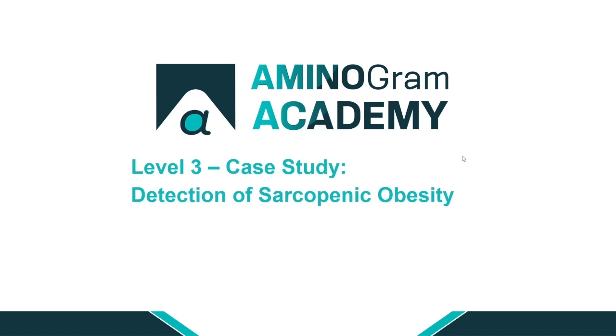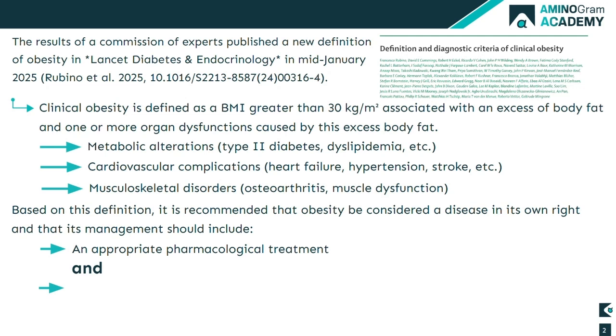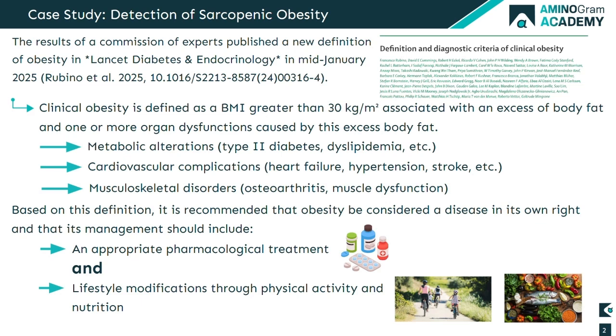Before I start showing you how this type of pathology can be detected using bioimpedance analysis, I would like to remind you what sarcopenic obesity is, and particularly obesity, because recently, in January 2025, a new consensus was proposed for obesity, defining it as either clinical or preclinical obesity, with obesity being defined as a body mass index greater than 30 kilograms per square meter, associated with an excess of fat mass and one or more organ dysfunctions caused by this excess fat mass. This notably includes metabolic alterations such as type 2 diabetes, dyslipidemia, cardiovascular complications, or musculoskeletal disorders, including muscle dysfunction.